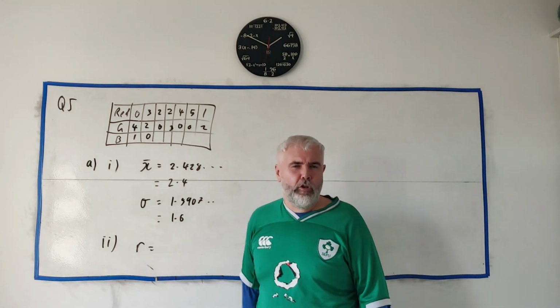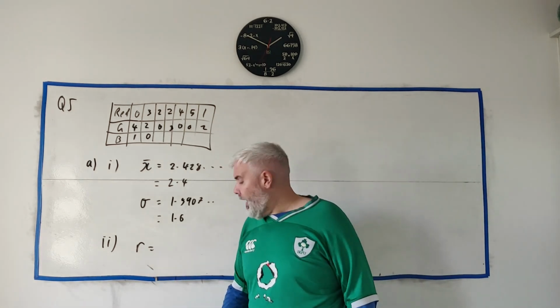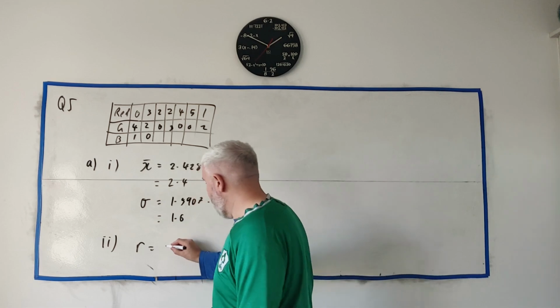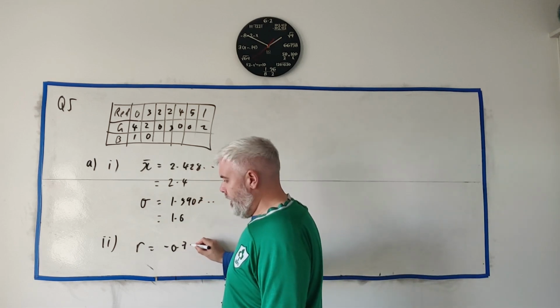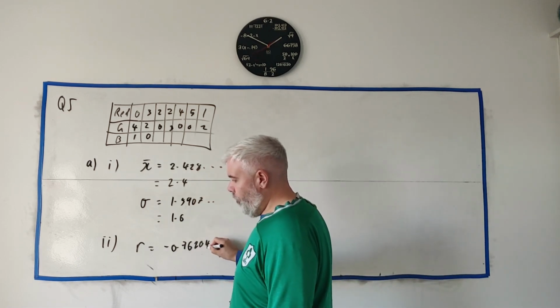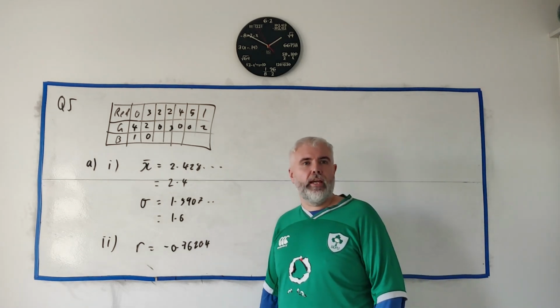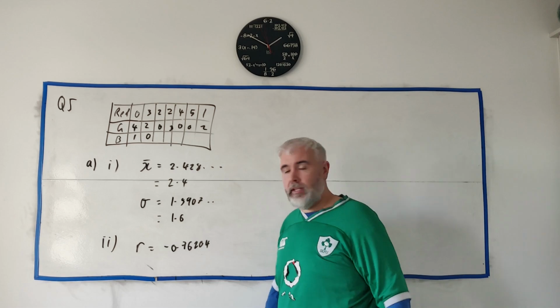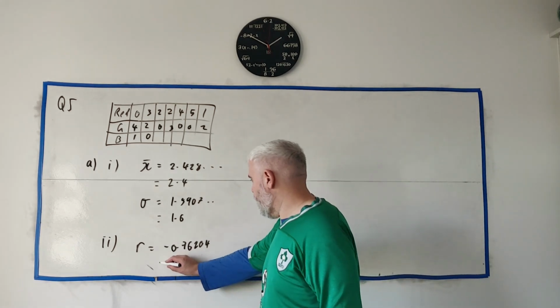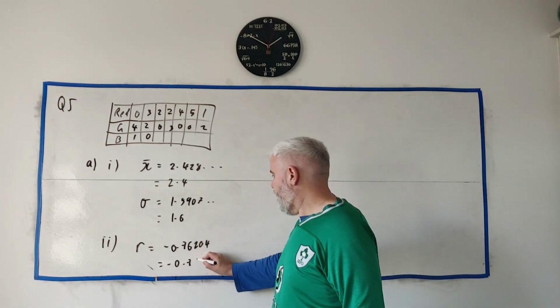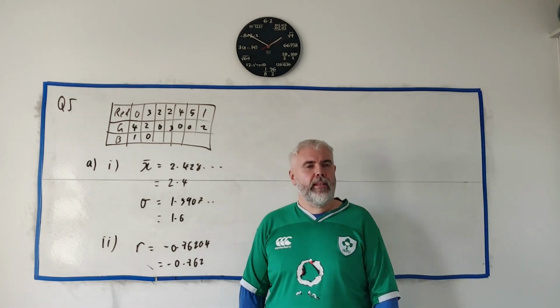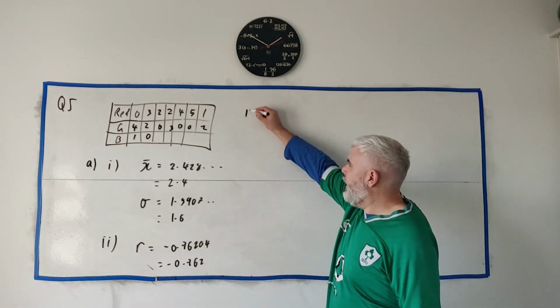It'll usually give you a few numbers, but one of them is r, and it will come out to be minus 0.76204. How many decimals do they want? Just 3 decimal places. So that would be minus 0.762. Then the final part of part A.